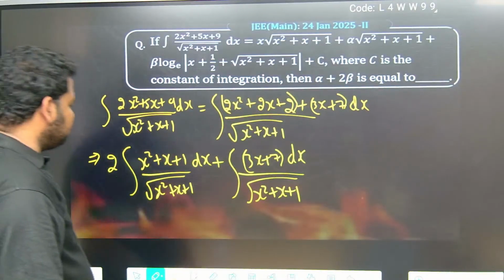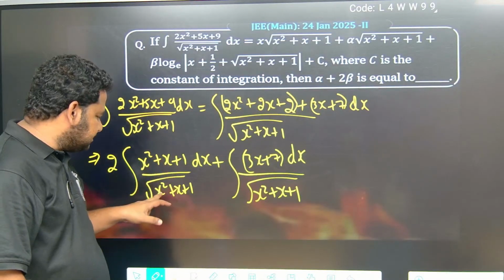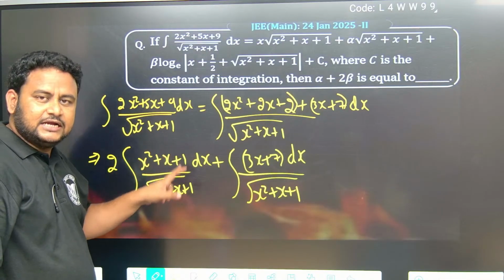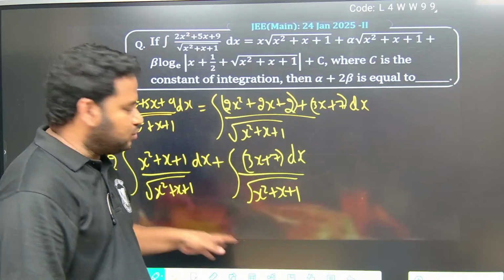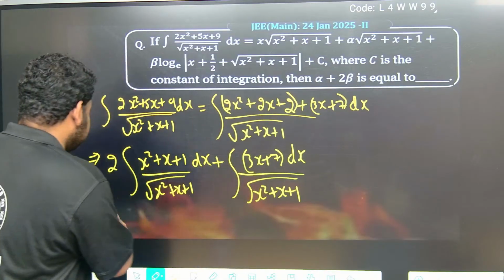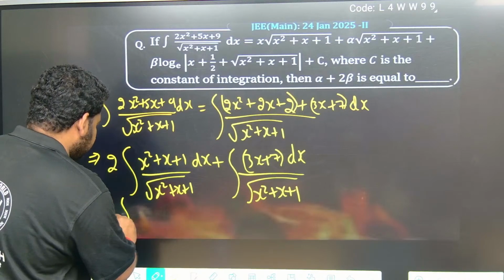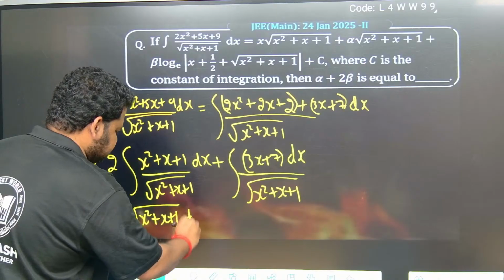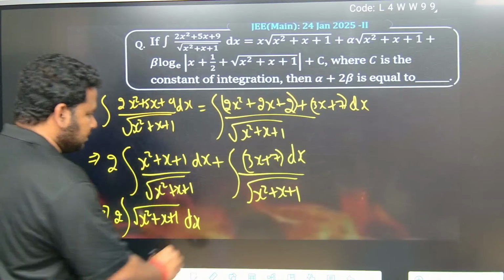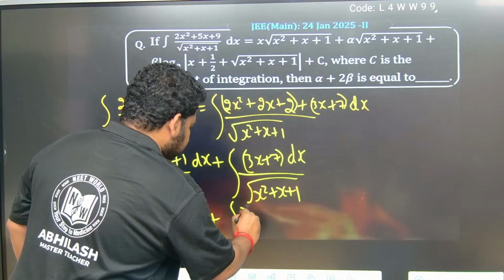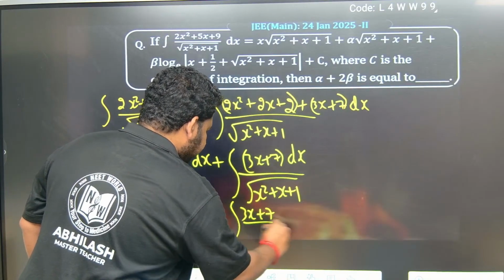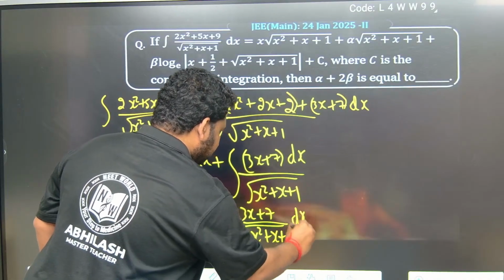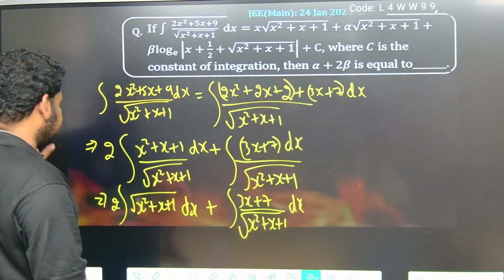Now, x square plus x plus 1 divided by its square root can be written as the square root of x square plus x plus 1 into the square root of x square plus x plus 1, so one factor cancels out. This becomes 2 times the square root of x square plus x plus 1 dx, plus the integral of (3x plus 7) divided by the square root of x square plus x plus 1 dx. This is just basics. I hope you understood how I wrote this. This is what it got transformed into.